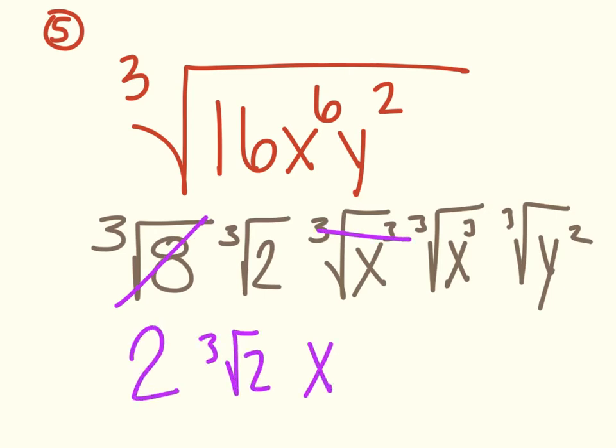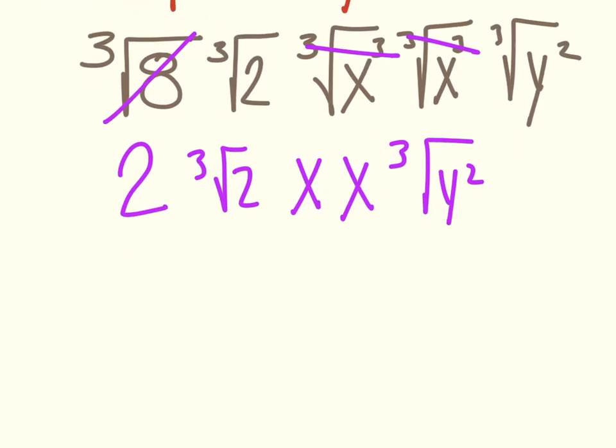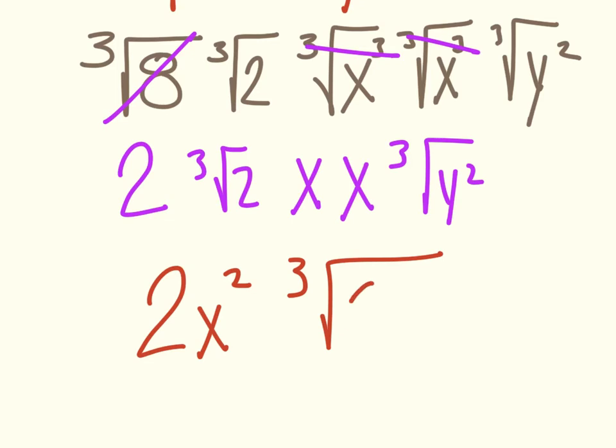Those match, so they cancel. Match, so they cancel. And the cube root of y squared stays. So I would say my total final answer is 2x squared cube root of 2y squared.